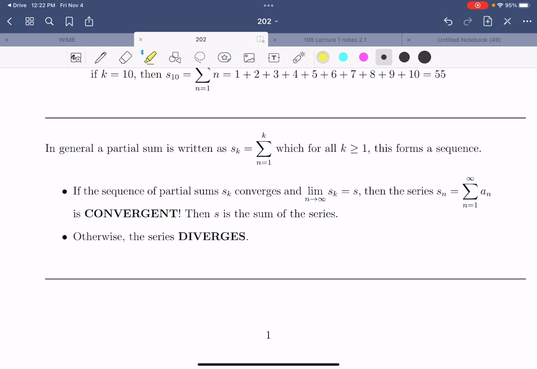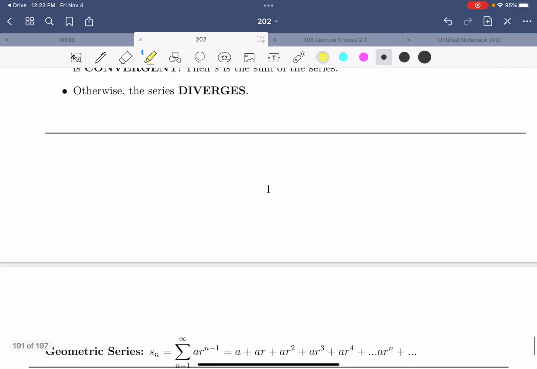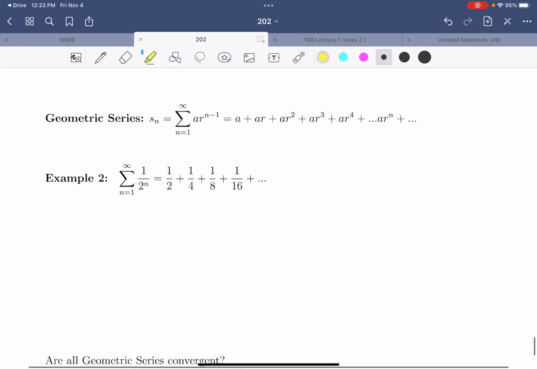If the sequence of partial sums converges and the limit as k goes to infinity of s_k is s, then the series is convergent, and s is called the sum. So s_k is the sequence, and if I take the limit of that sequence, I get s, which is the sum of my series.